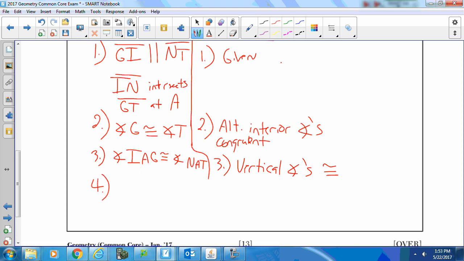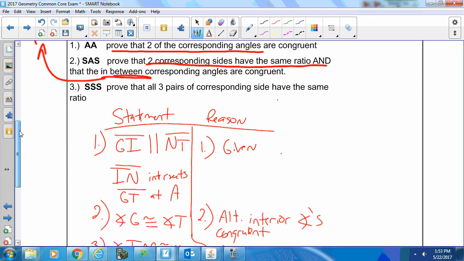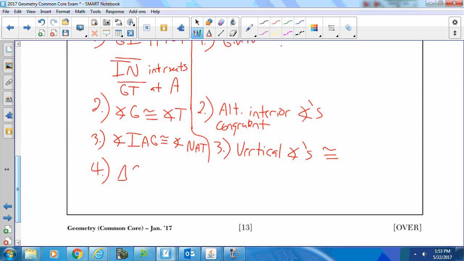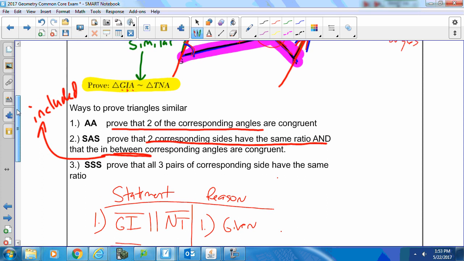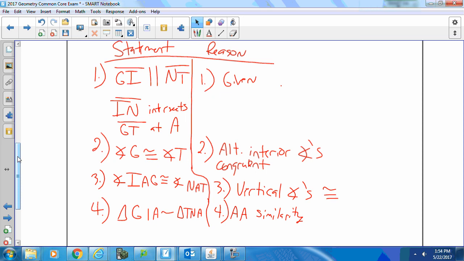We have 2 angles. So we can say that triangle GIA is similar to triangle TNA. And our reason is by angle similarity. Okay, so we have that.